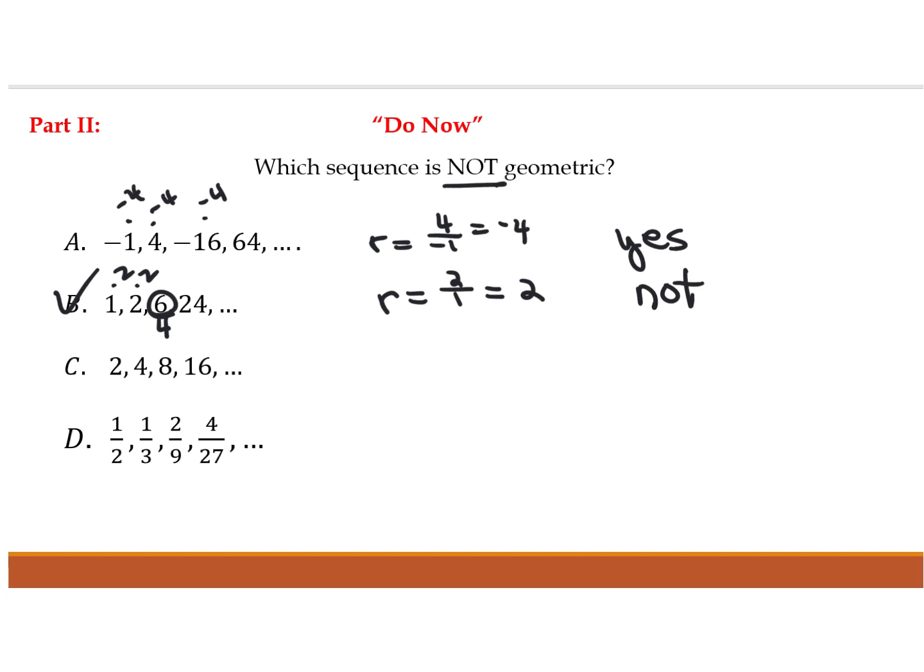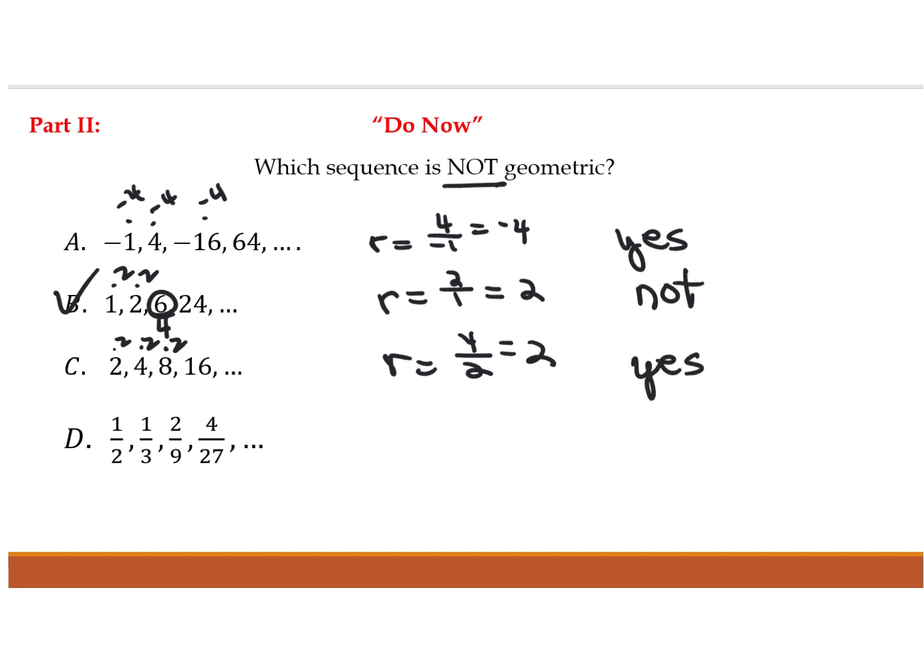I'm going to go ahead and do C and D. C, your ratio would be second term 4 divided by the first term 2, which is 2. 2 times 2 is 4. 4 times 2 is 8. 8 times 2 is 16. So this one is geometric.